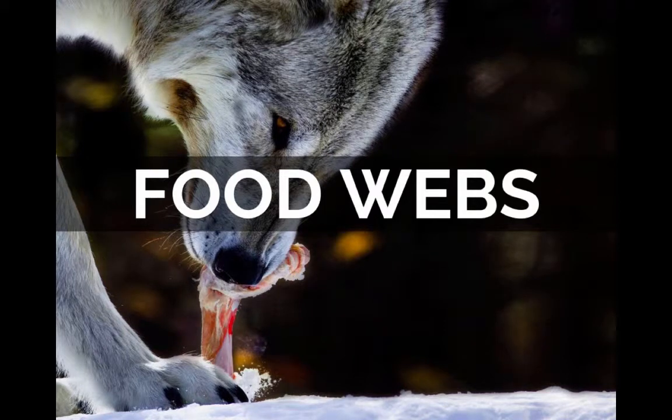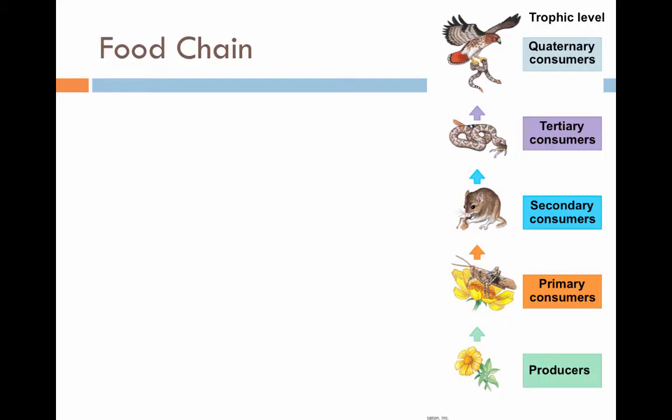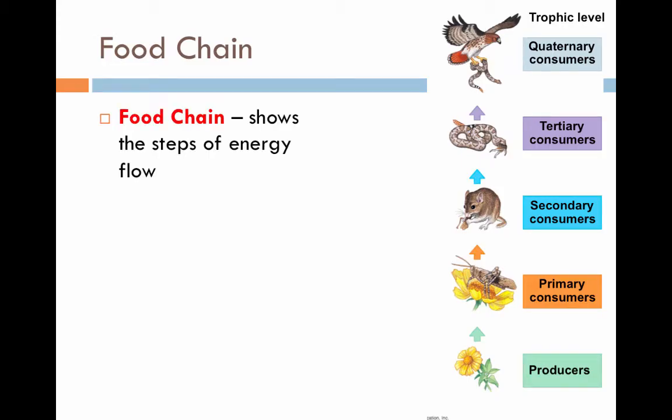This video is on the many relationships organisms have in an ecosystem. One way to show the relationship between organisms is in a food chain. A food chain shows the steps of energy flow in an ecosystem. Look at the picture on the right.